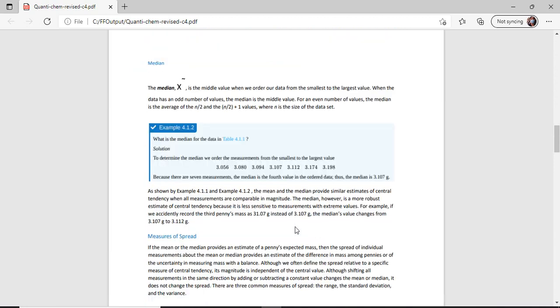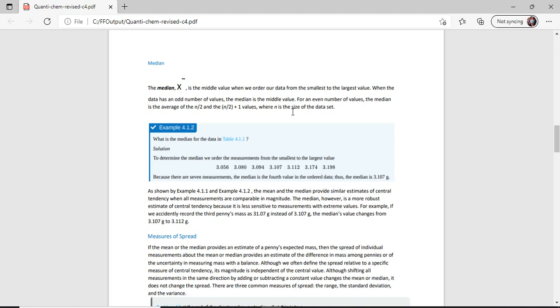So, going back to the definition: when the data has an odd number of values, the median is the middle value. For odd, what is that? You have 1, 3, 5, 7, 9, 11, 13. That's your odd numbers. And for even, you have 2, 4, 6, 8, 10, 12, 14, 16, and so on and so forth.